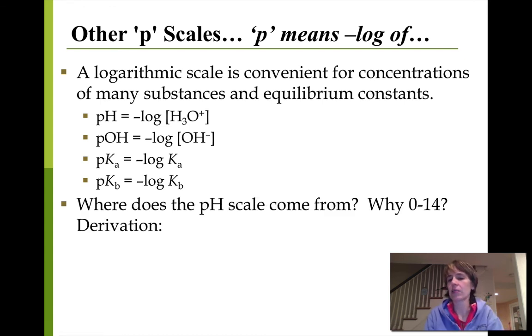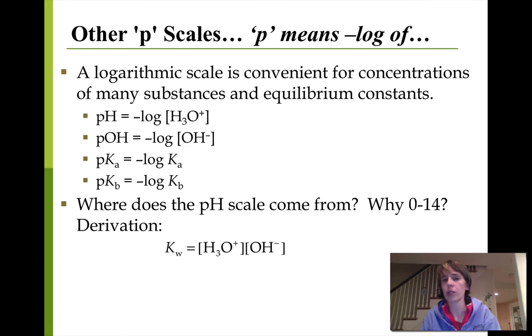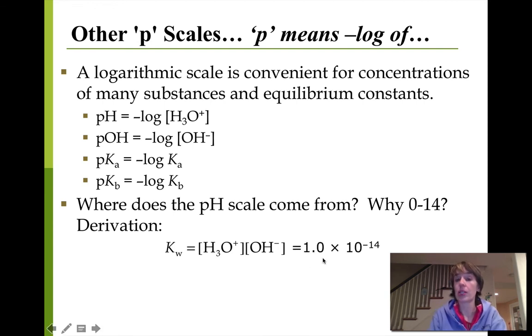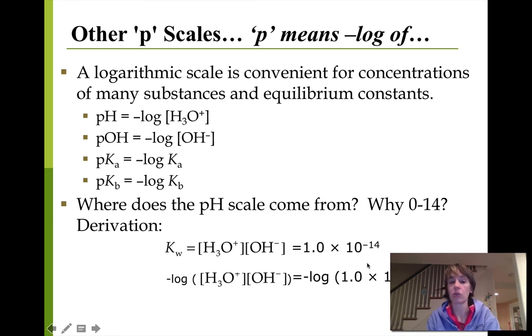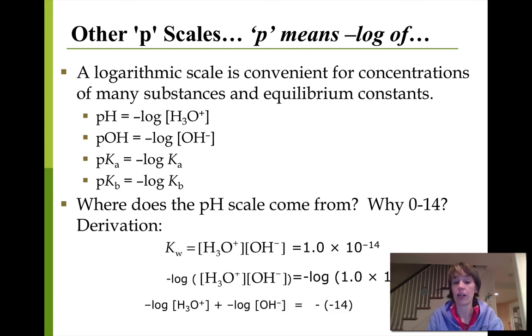Why does the pH scale range from 0 to 14? Is that just random or is it not? Let's work through a quick derivation to show that it's not just random. We've established, in the previous video, that Kw, the equilibrium constant for the dissociation of water, is equal to 10 to the minus 14, and it's the product of the hydronium and the hydroxide concentrations. If we take the negative log of both sides of this equation, we can work with this a little to derive an equation for pH and pOH.